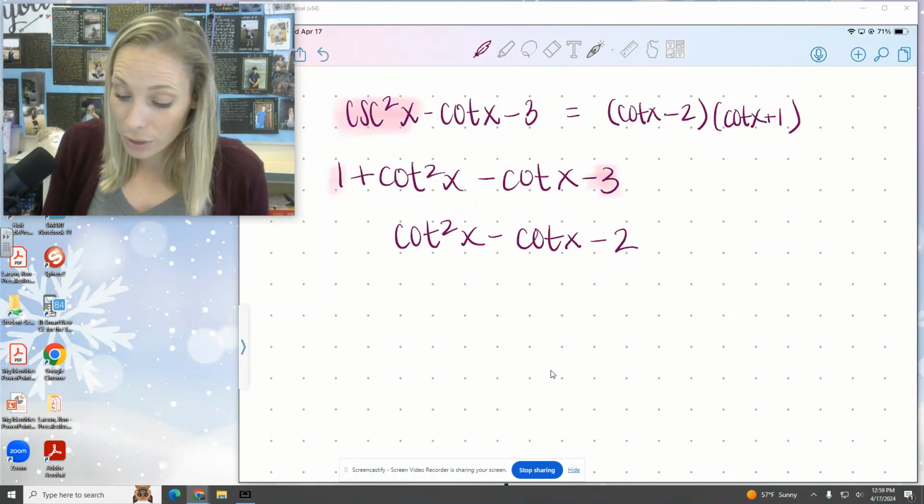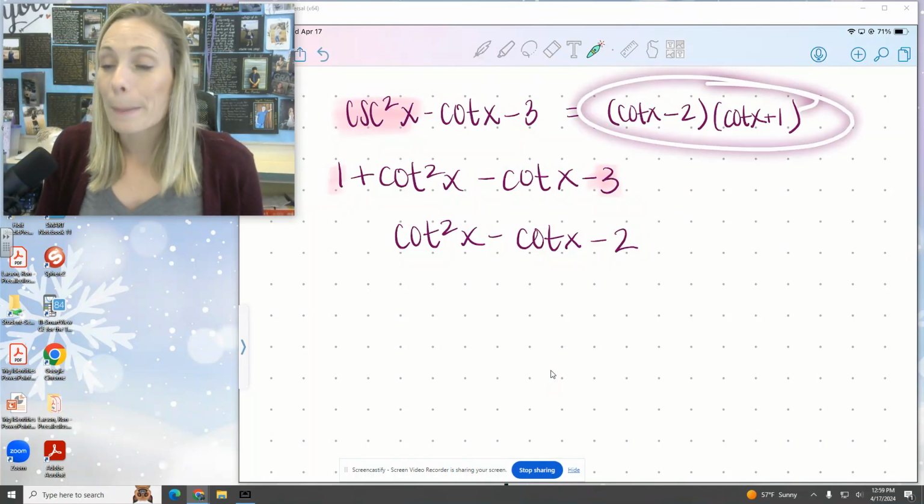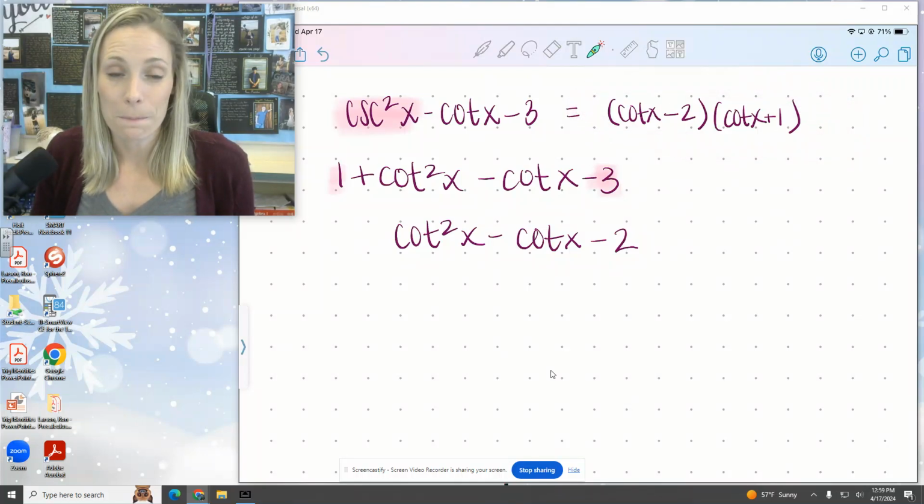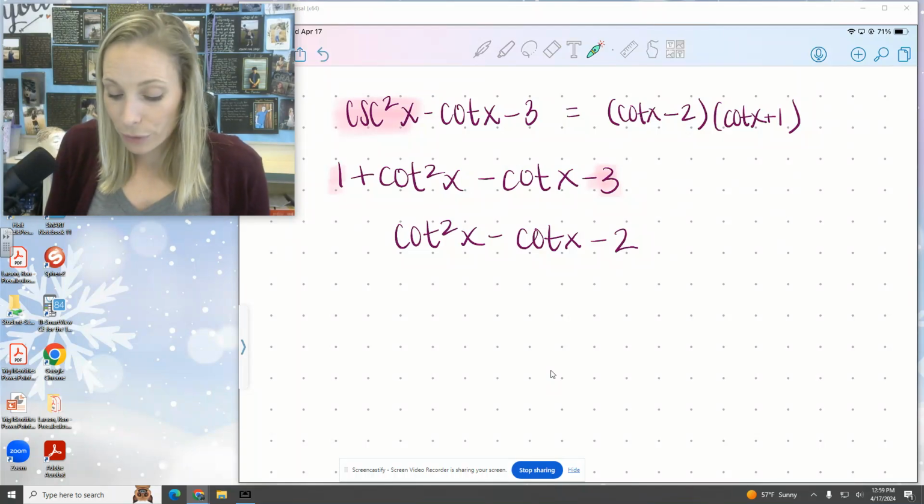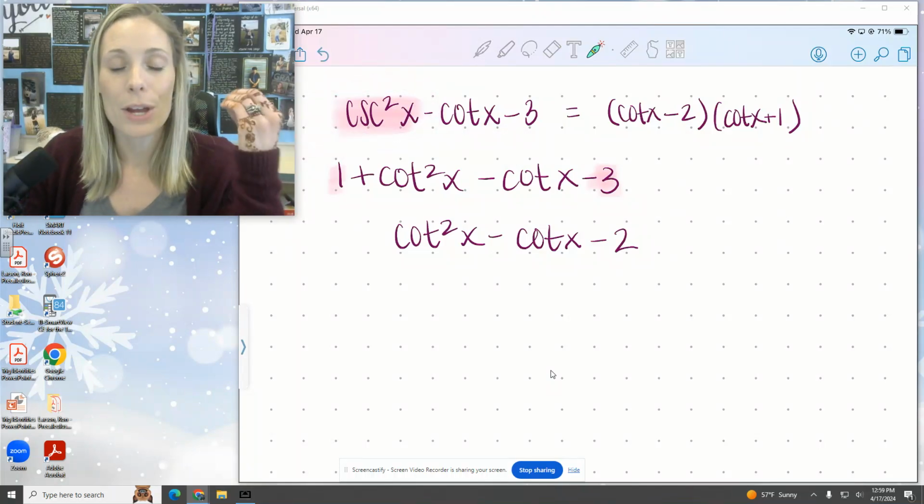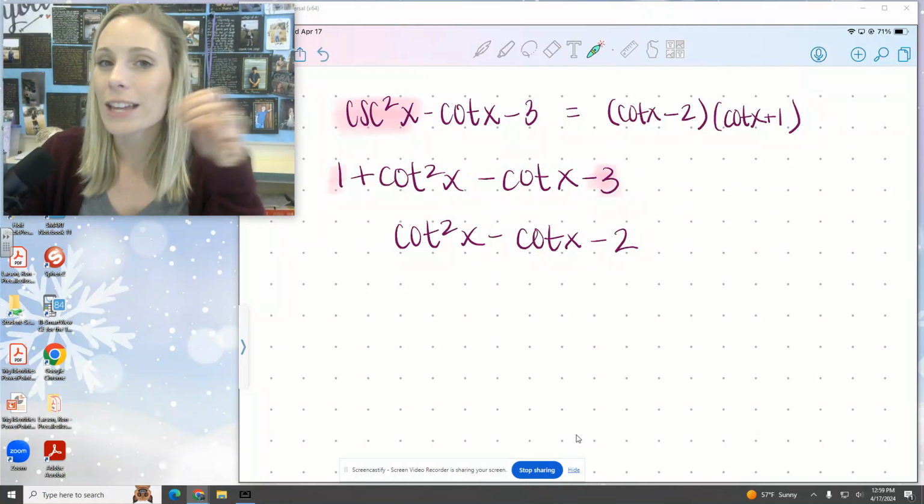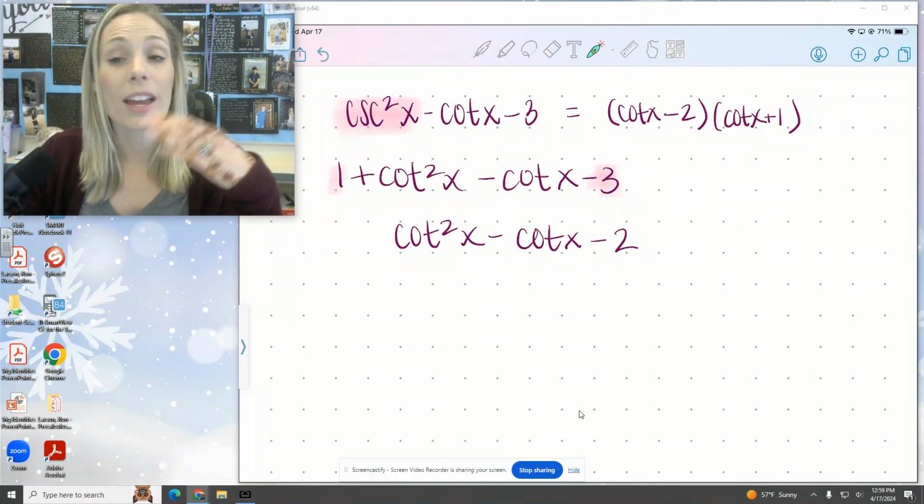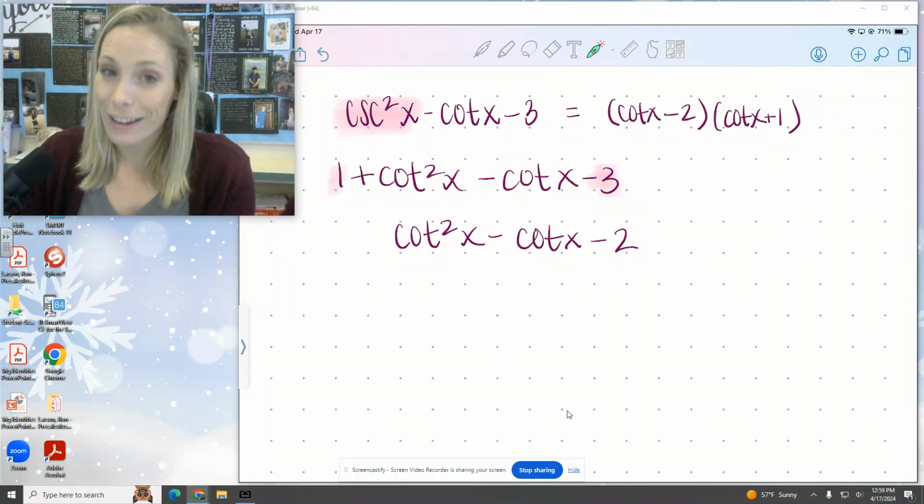You know that you're done factoring it because those are being multiplied together. It's factors when they're being multiplied together. It's terms when they're being added or subtracted. So in this question, the first thing you had to do was change everything into the same trig function. Then you could work through the factoring part of it. And we practiced the factoring part of it in the last video.